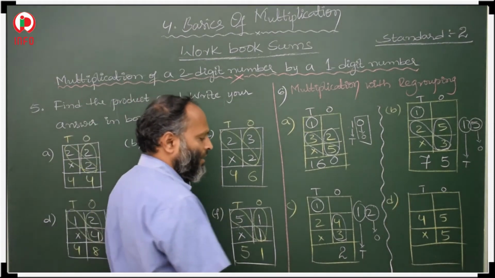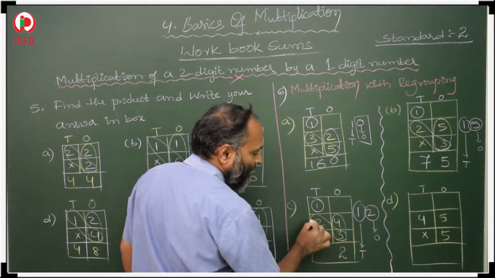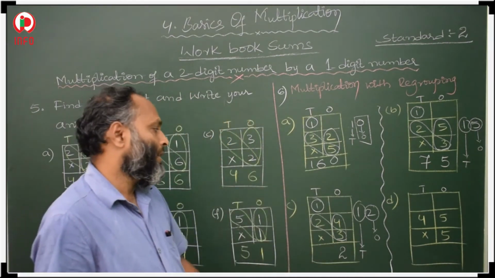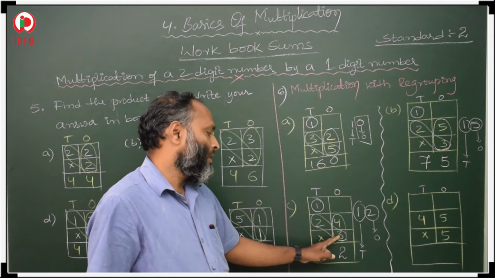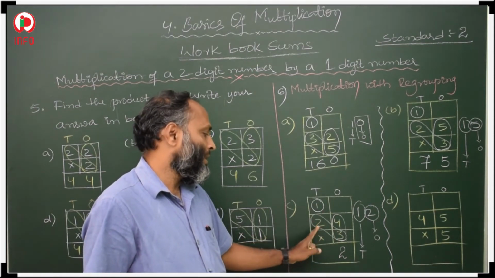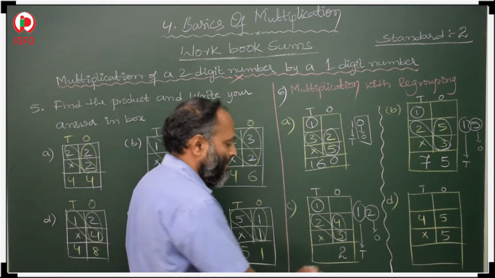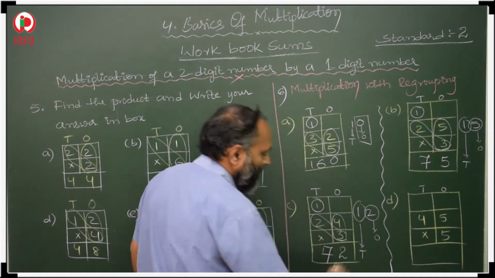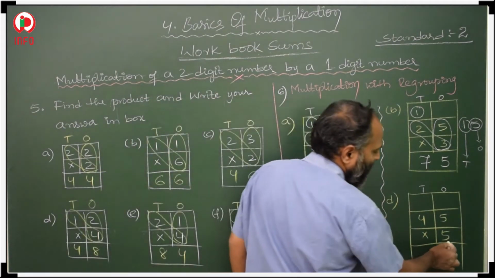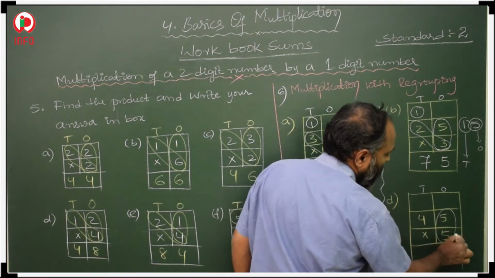And after that 3 is multiplied with tens place value. What is in tens place? 2. 3 2s are 6. Already 1 ten is there. 6 plus 1, 7. 72.